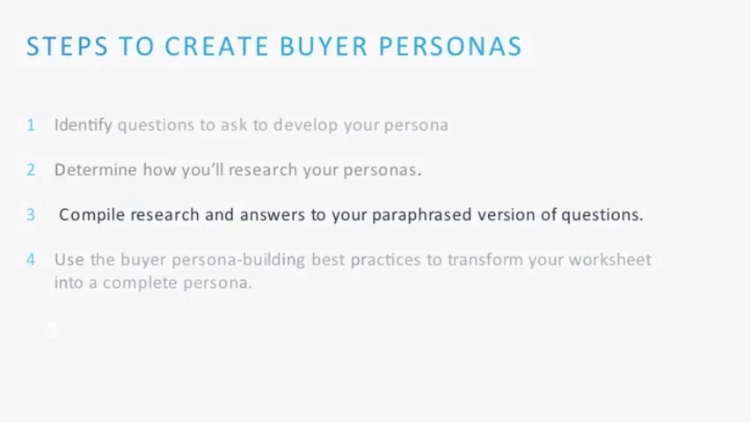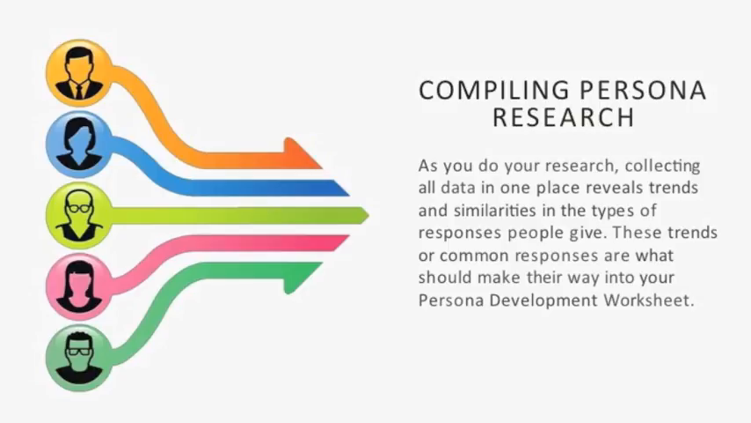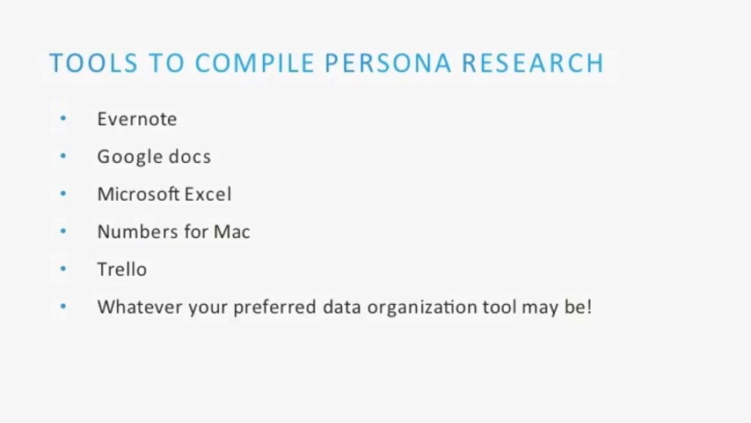Once you've selected your questions and have started researching your buyer persona, you're ready to move on to step 3. Compiling research and answers to your paraphrased version of questions. As you do your research, collecting the data in one place reveals trends and similarities in the types of responses people give. These trends or common responses are what should make their way into the beginning of your buyer persona story. You can use whatever is easiest for you. Evernote, Google Drive, Microsoft Excel, Apple Numbers, Trello, or whatever you prefer.